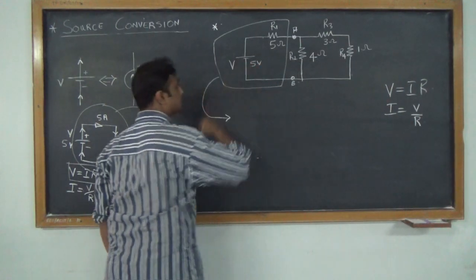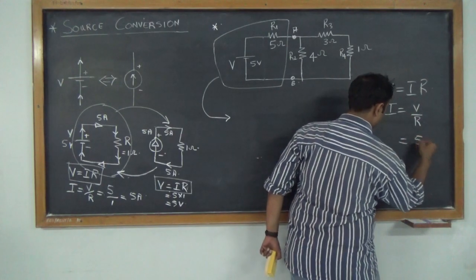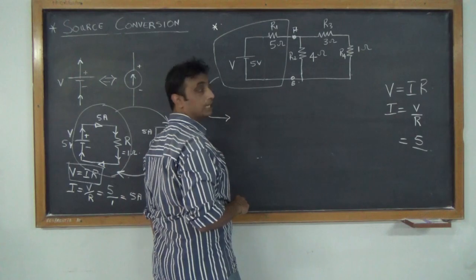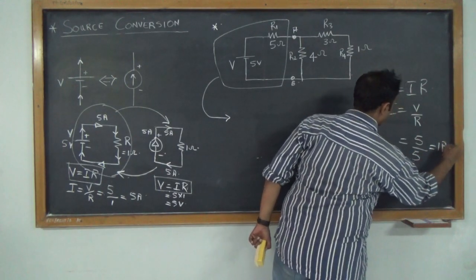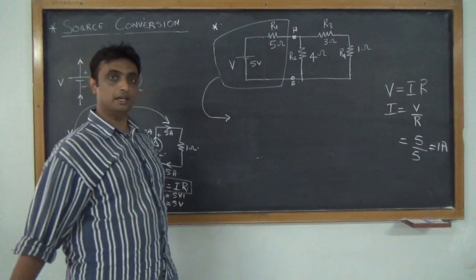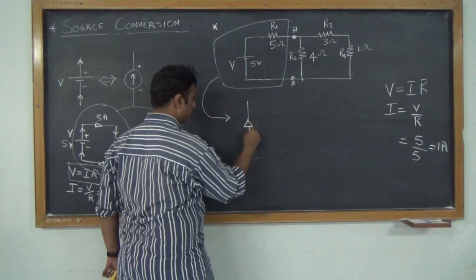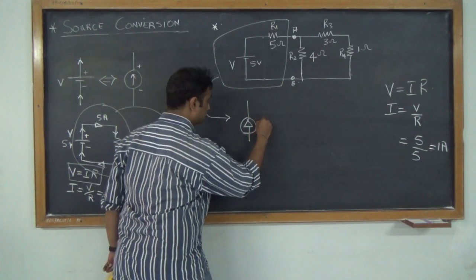Now what is the voltage here? 5 volts. What is the resistor which is in series with the voltage source? 5 ohms. So my current will be 1 amp. So if my current is 1 amp, this will be my current source.